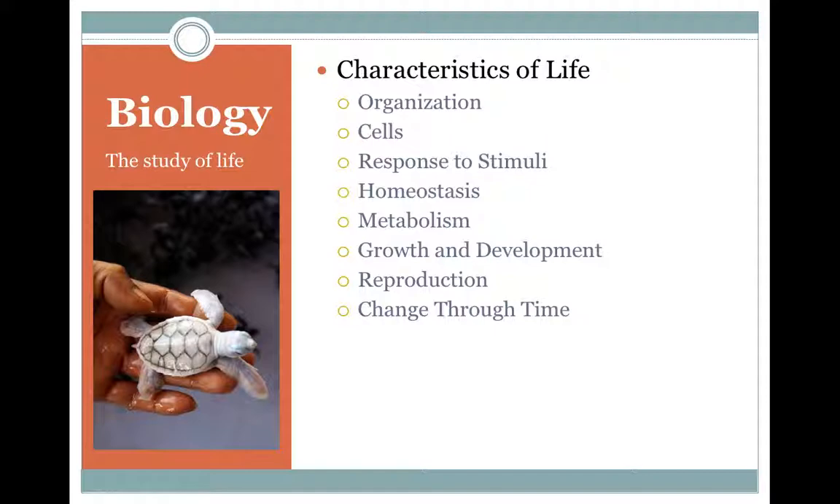So here they are, your characteristics of life. You've got to have organization. You've got to be made out of cells. You have to respond to stimulus. You have to maintain homeostasis. You have to have metabolism, which is you eating food. We're going to grow, you getting bigger. Development, you getting mature. And you're going to reproduce so you can pass on your DNA. And then as a population, we're going to change through time.